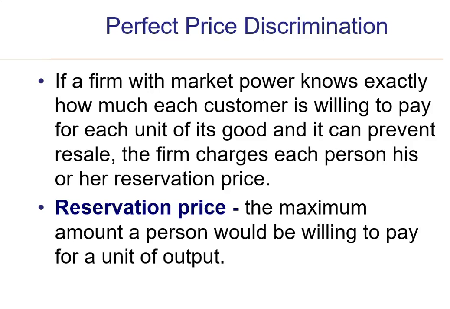So perfect price discrimination: if the firm, which of course has market power, knows exactly what each customer is willing to pay for each unit of the good, and it can prevent those who value the good less from reselling to those who value it more, the firm then charges each person his or her reservation price. So what's the reservation price? It's the most you're willing to pay in order to obtain one unit of that output. So that's perfect price discrimination.